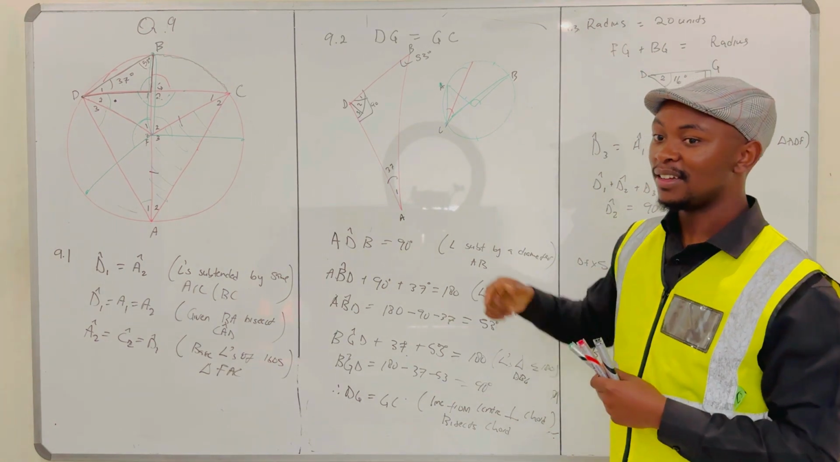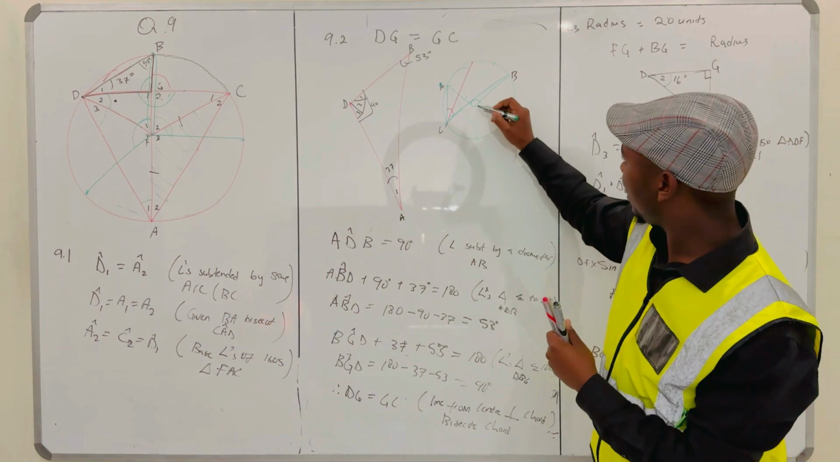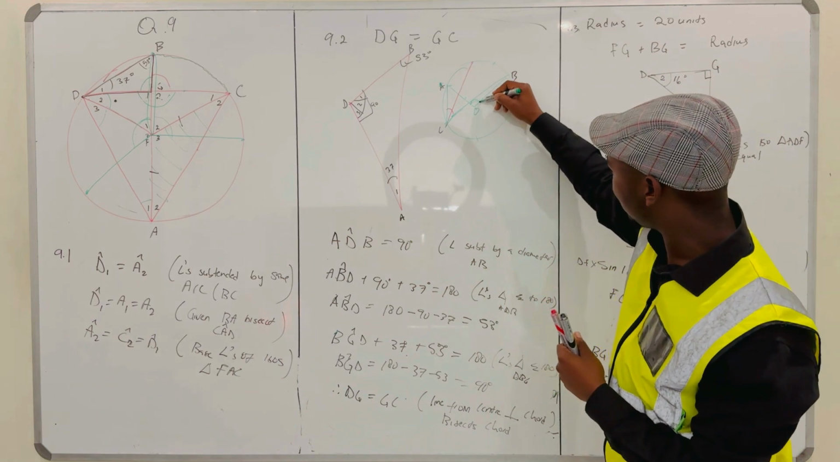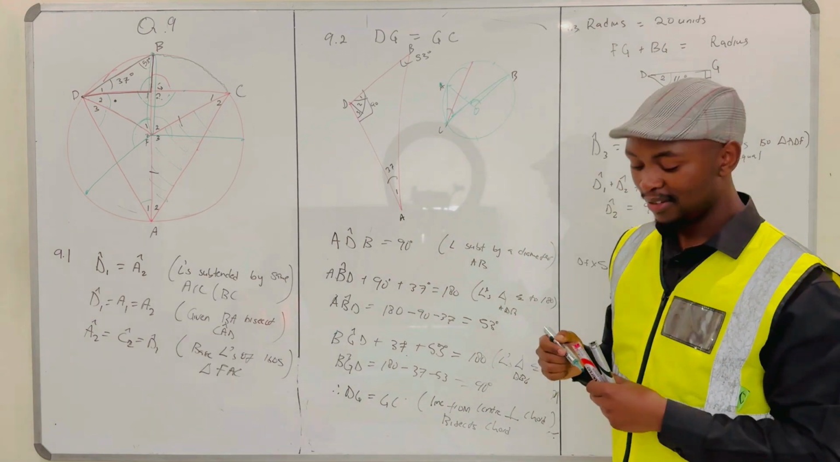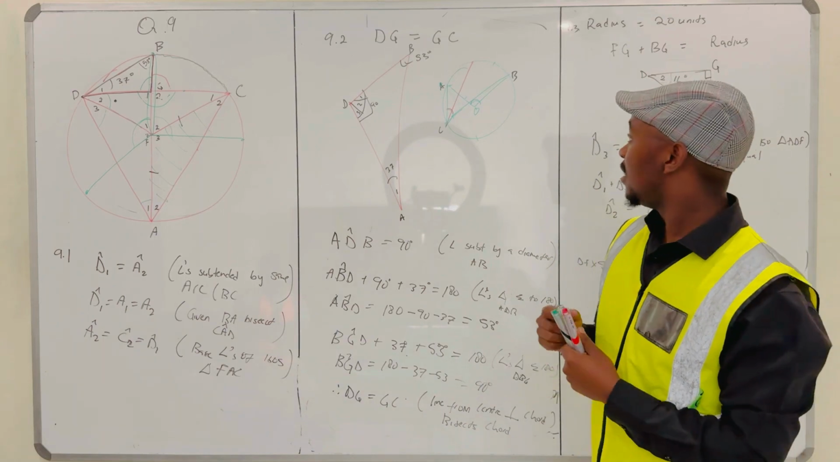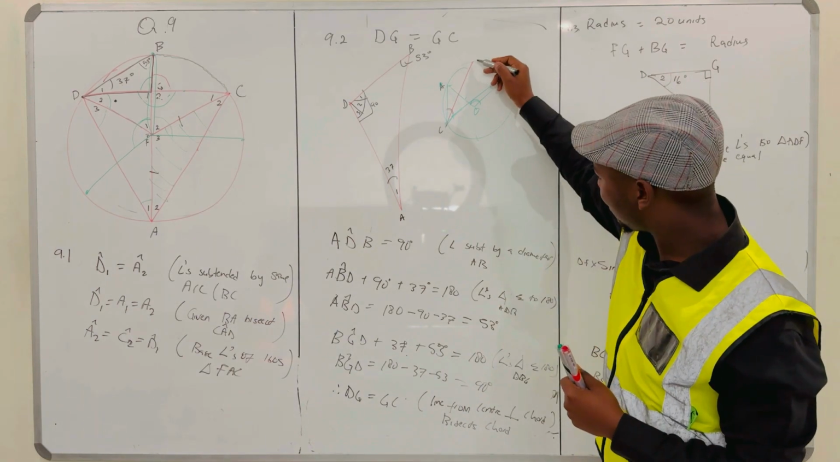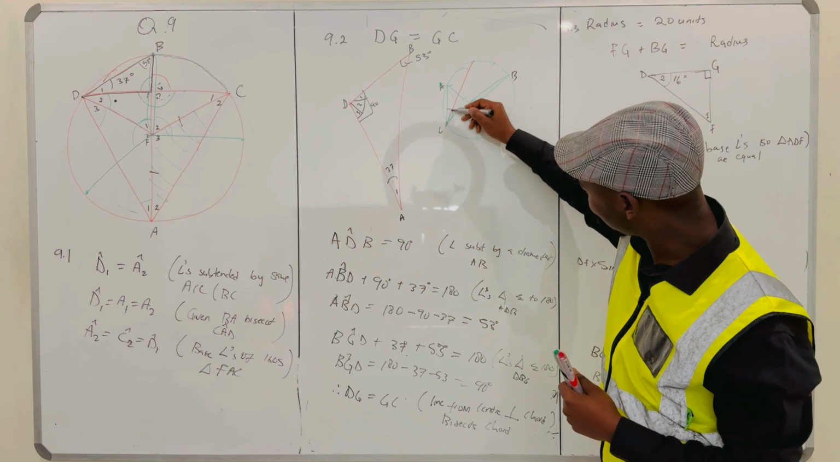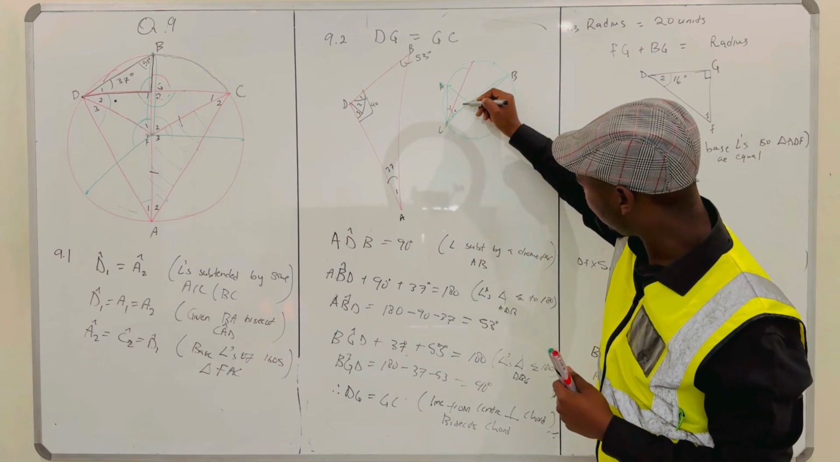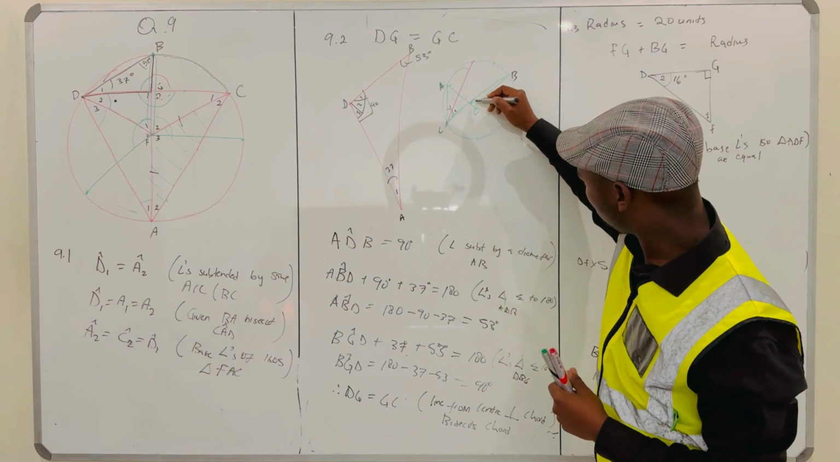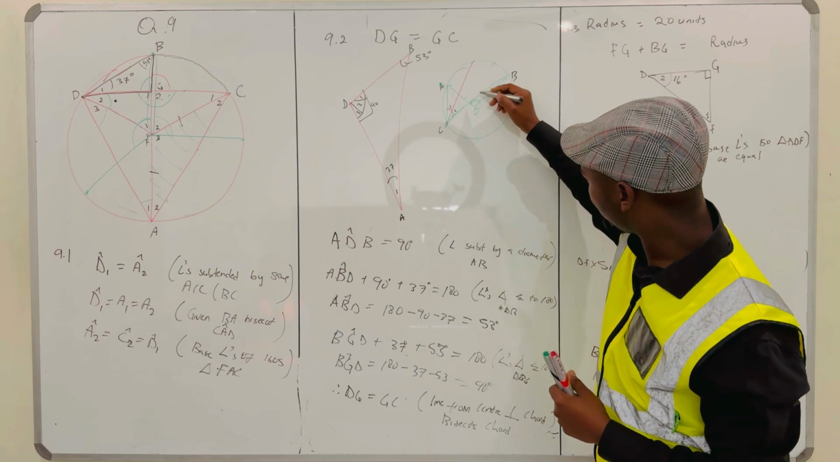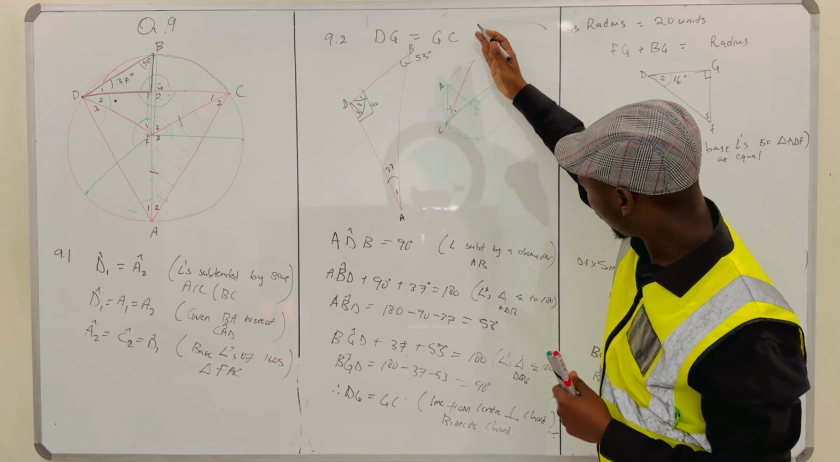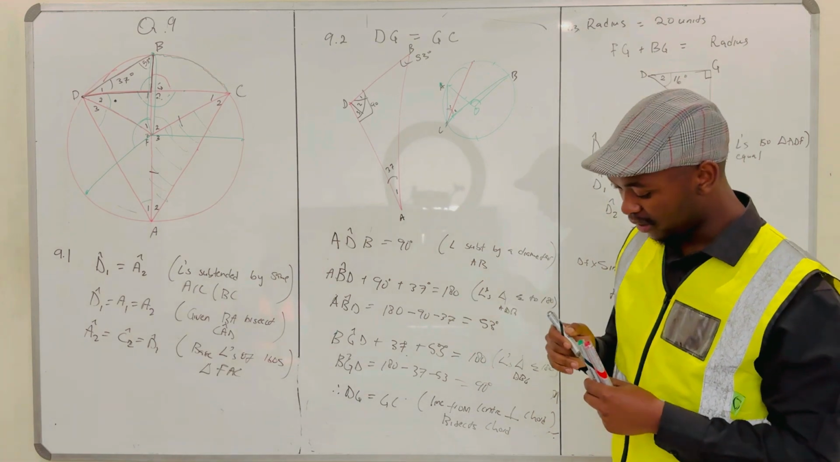Is that fair? Because this angle AOB at the center is twice this one. Yes. Now if you were to draw a line from the circumference that bisects that angle into half, does it mean that that line also cuts the one at the center? No, it doesn't.